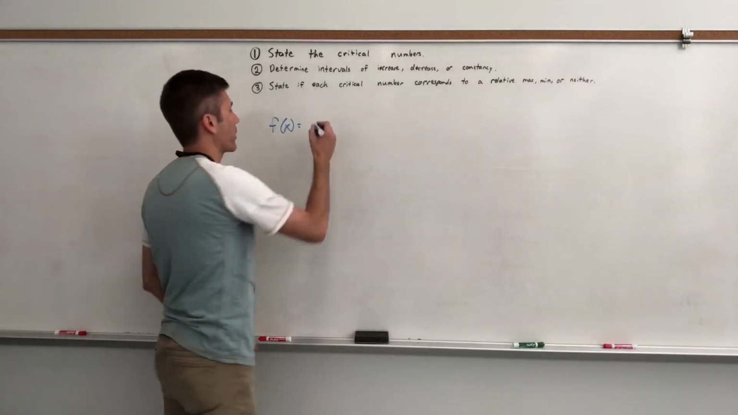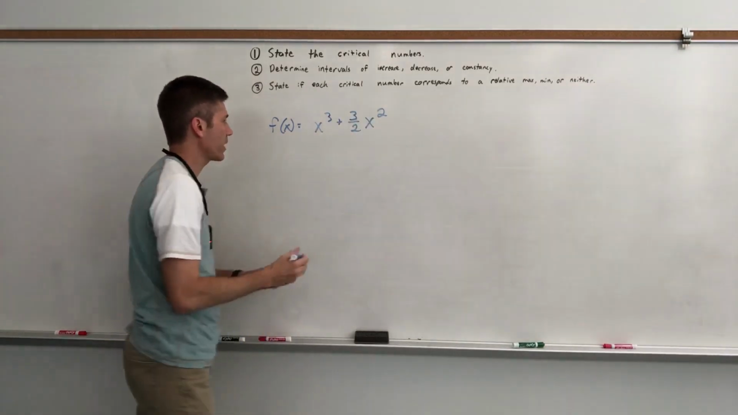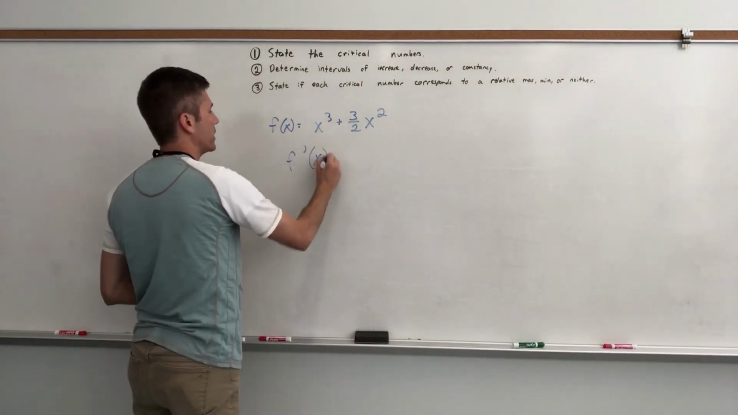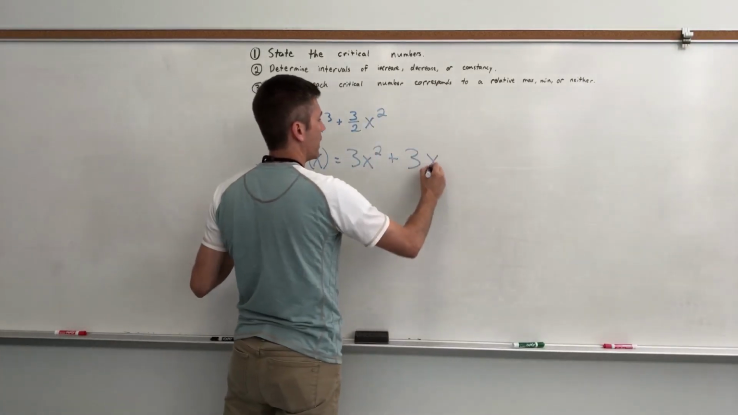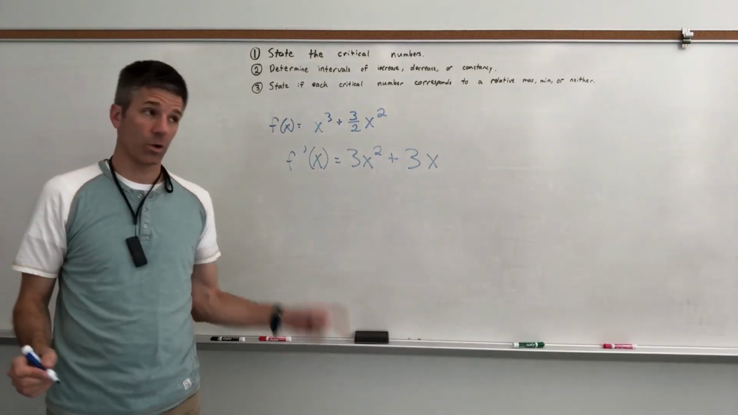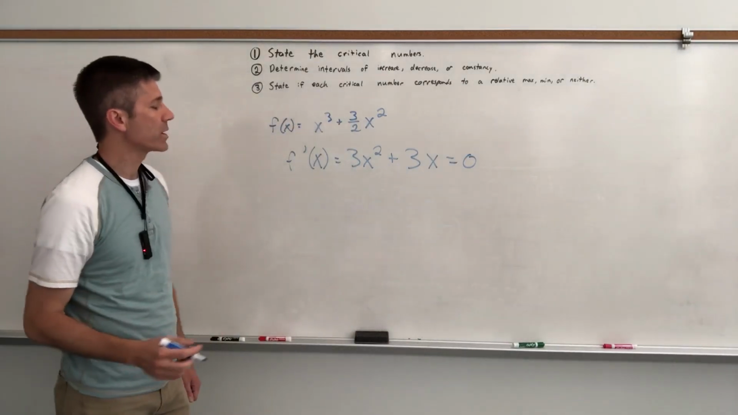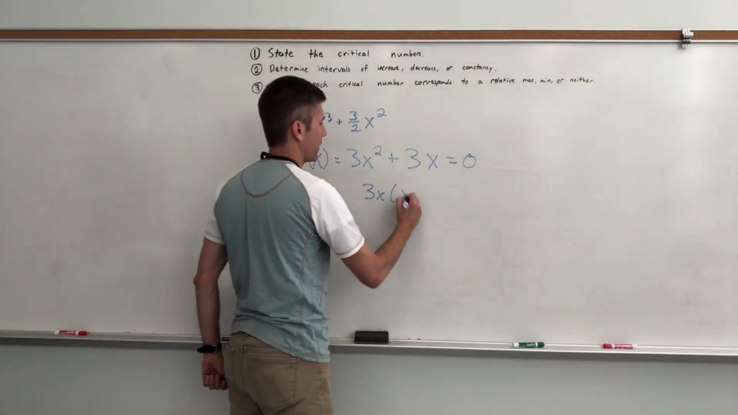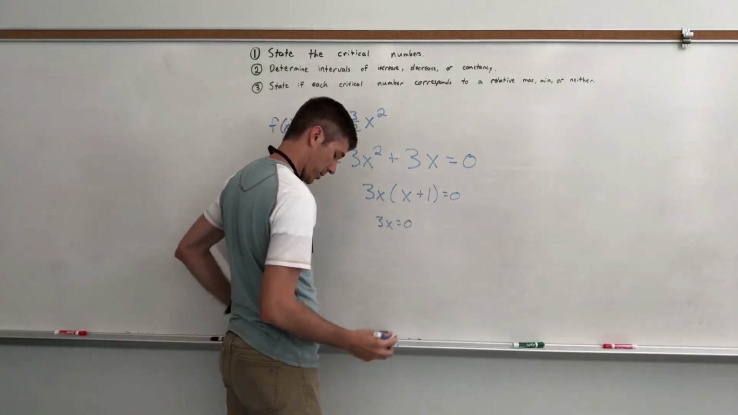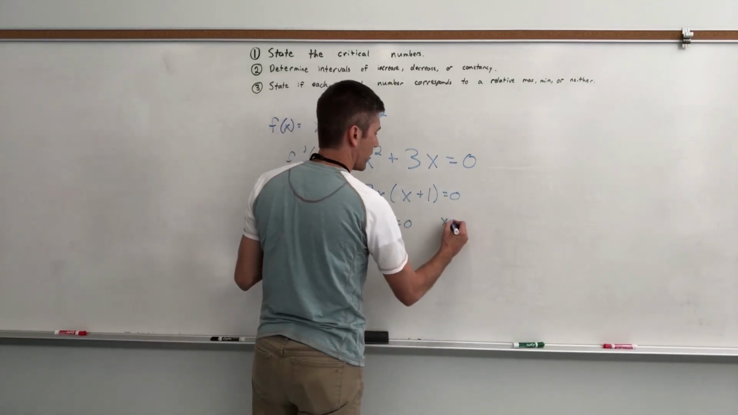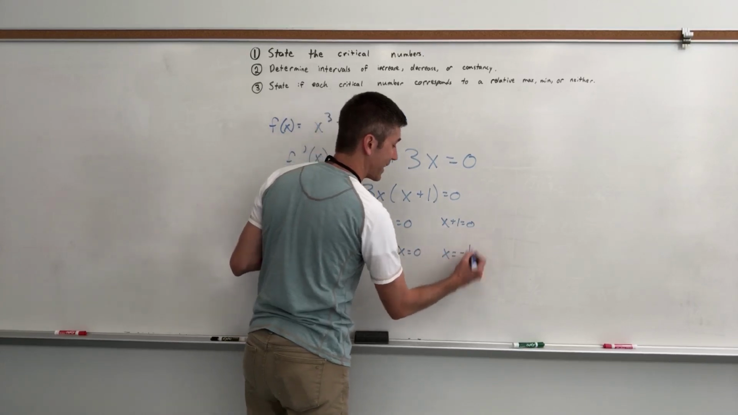X cubed plus 3 halves x squared. So x cubed plus 3 over 2x squared. All right, writing with a squeaky marker. F prime is 3x squared plus 3 halves times 2 would be 3x. We're going to set that equal to 0 and solve it. We can factor out a 3x, so 3x and then x plus 1 equal to 0. So 3x equals 0. That squeaky marker is right next to the microphone. Sorry about that. X plus 1 equals 0. So we have critical numbers at x equals 0 and x equals negative 1.